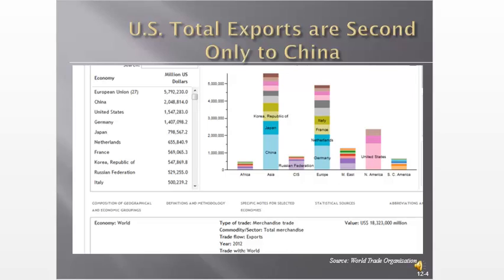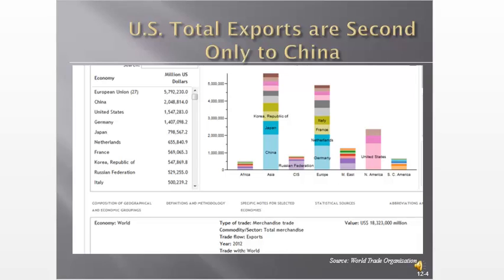calculated by the World Trade Organization, China exports a little over $2 trillion in goods and services on an annual basis. The United States comes in at $1.5 trillion, followed by Germany at $1.4 trillion. As you can see, there are numerous European Union countries in this chart that also report individually. So looking at these figures, Germany is third.